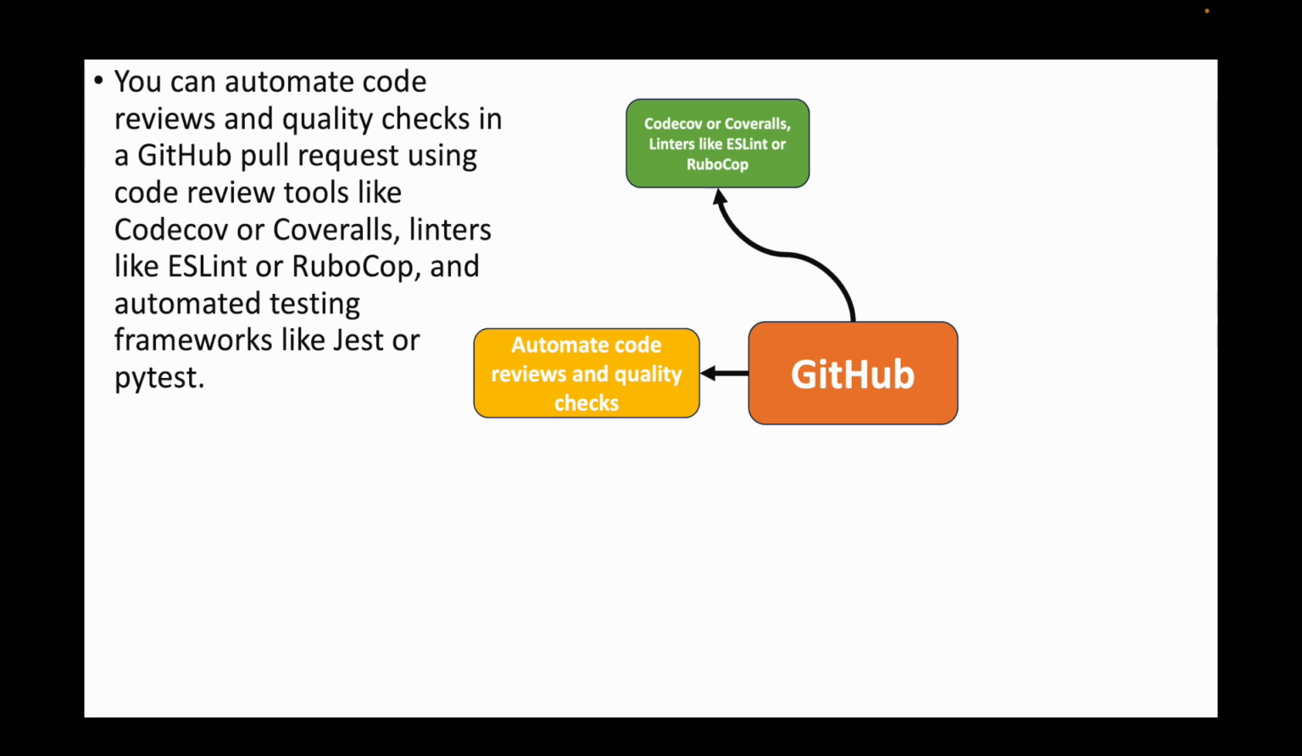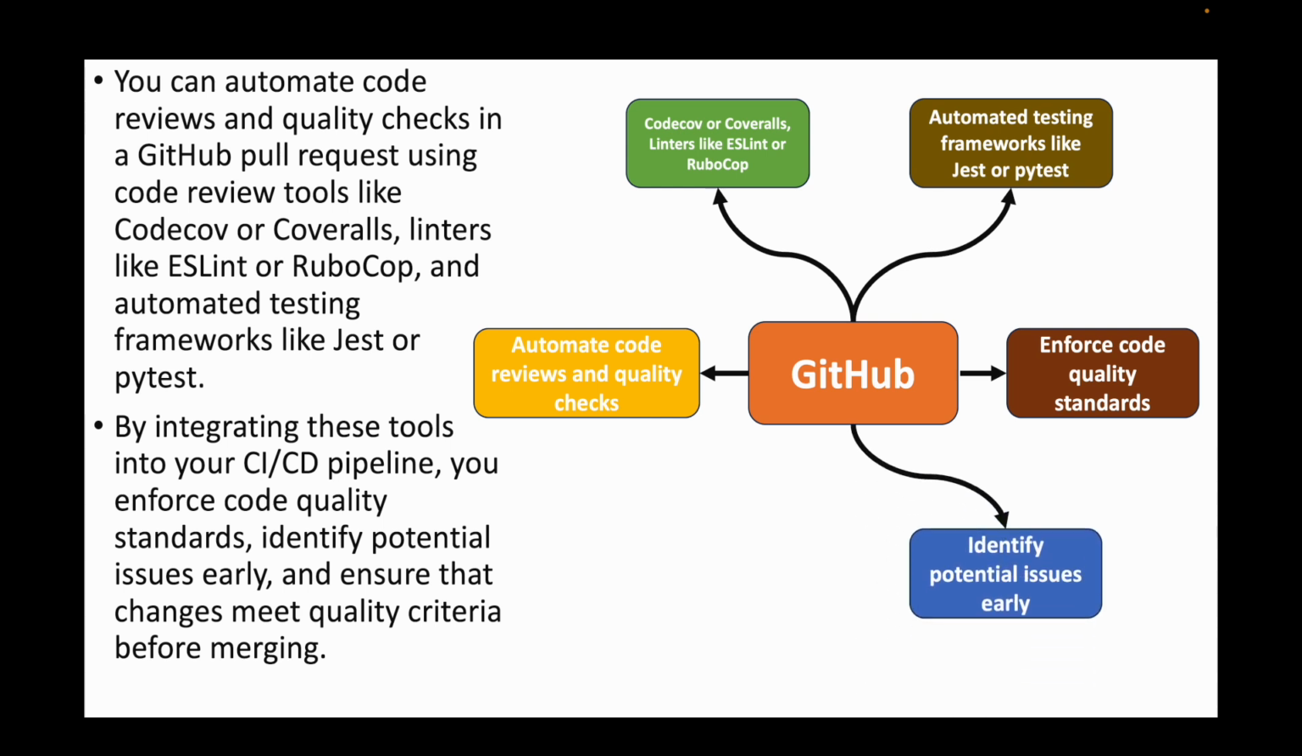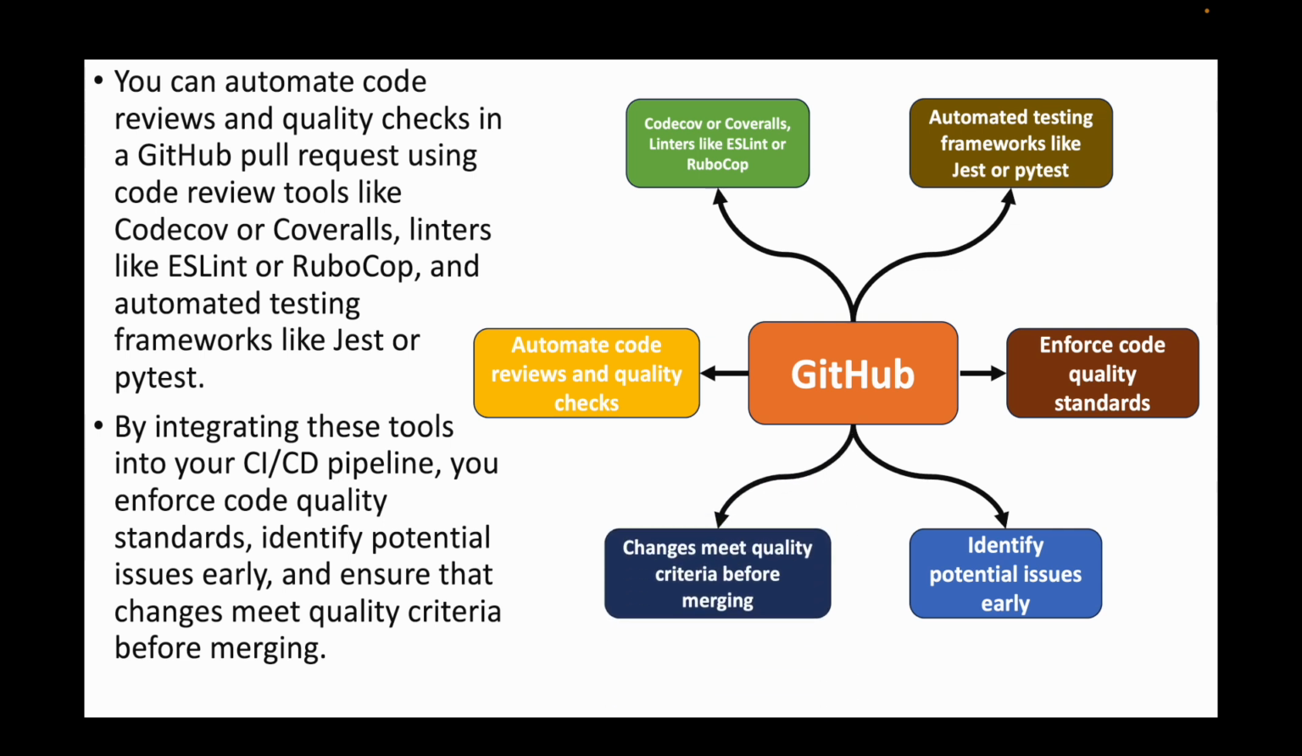We also have linters like ESLint or Rubocop that can be used. And we have automated testing frameworks like Jest or PyTest to automate our testing. By integrating all of these tools into our CI/CD pipeline, we can enforce good quality standards, identify any potential issues way early in the development life cycle, and ensure that the changes meet the quality criteria before merging into your main branch or your develop branch. So we can make use of tools for all these purposes.